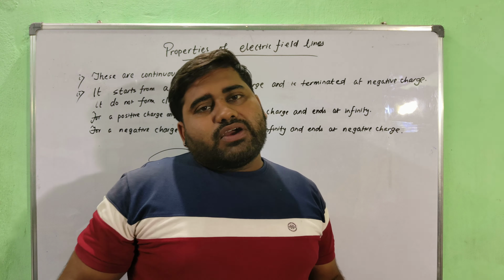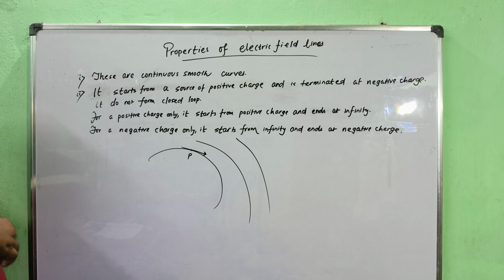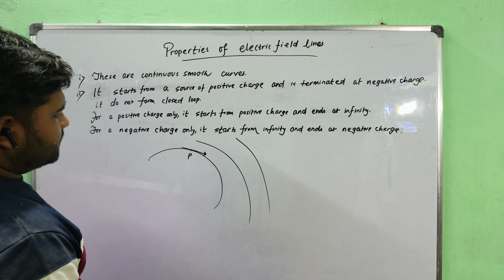I have to draw a tangent to this curve at this point P. It is a tangent, okay, just like when you say sparshak. The direction of the tangent is the direction of the electric field at this point P. So now we have to convert it into a sentence.